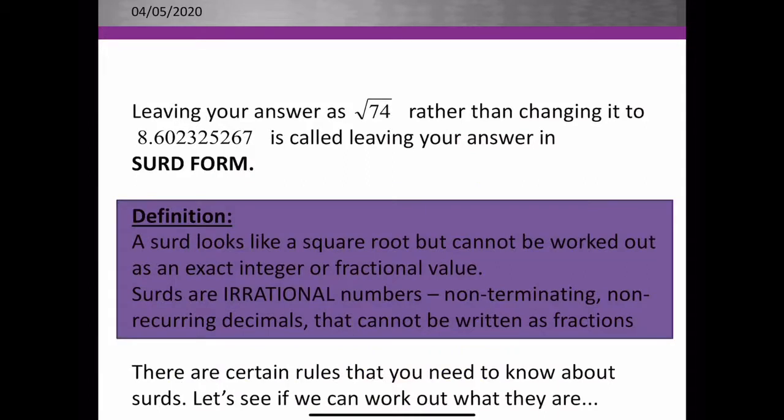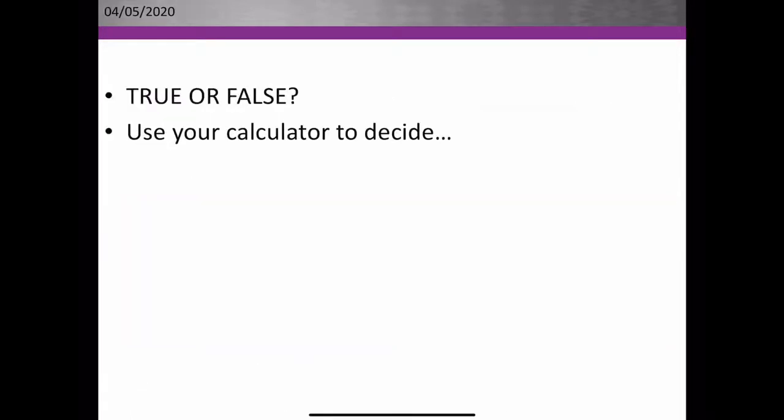So if you want to, pause this video and write a definition of what a surd is. It looks like a square root but cannot be worked out. Surds are irrational numbers, with non-terminating, non-recurring decimals that cannot be written as fractions. So we're going to look now at true or false questions. You can use your calculator or your skills.